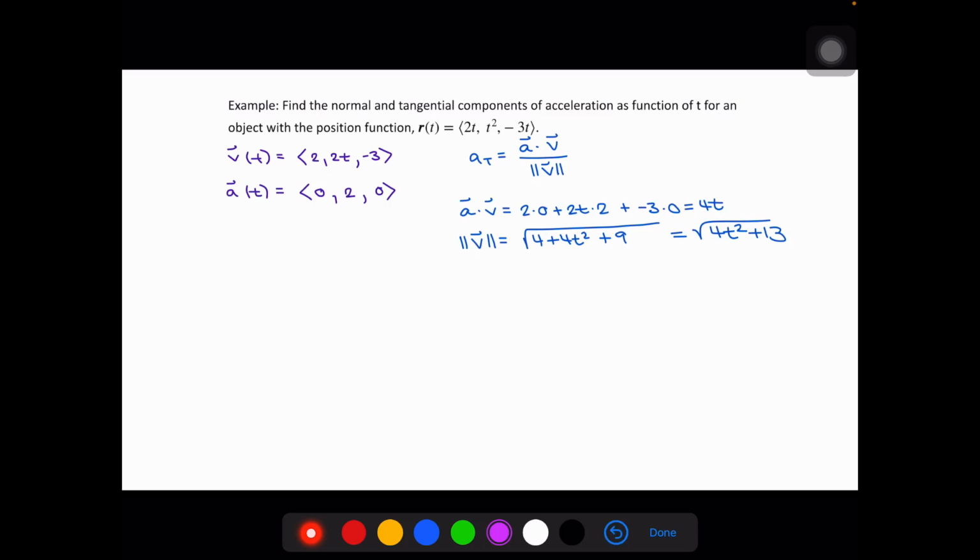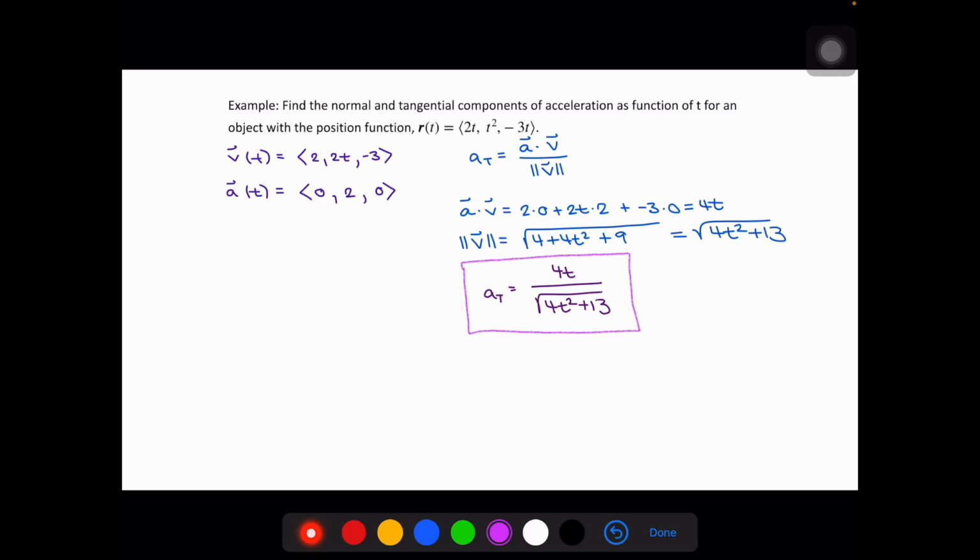And then for the magnitude of vector v, I took the square root of 2 squared plus quantity 2t squared plus negative 3 squared. And that gave me the square root of 4t squared plus 13. So there's my tangential component of acceleration, 4t divided by the square root of 4t squared plus 13.